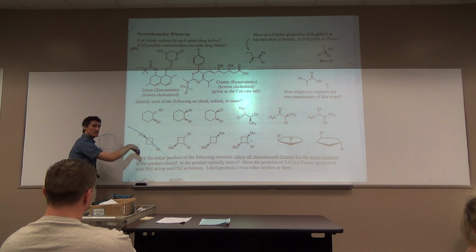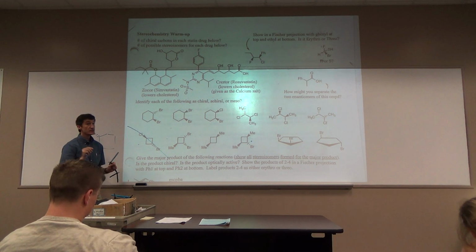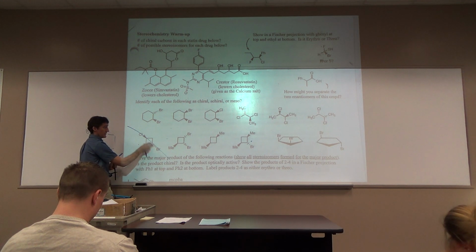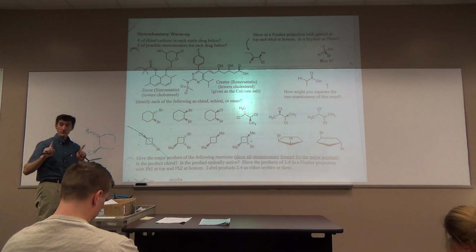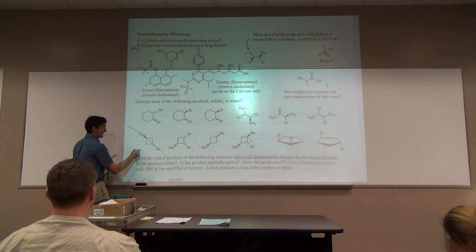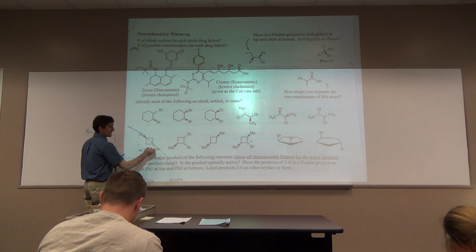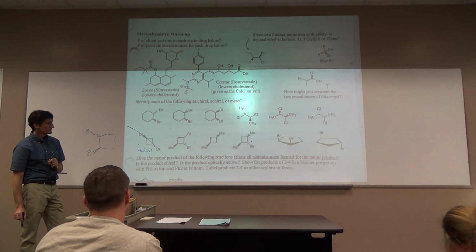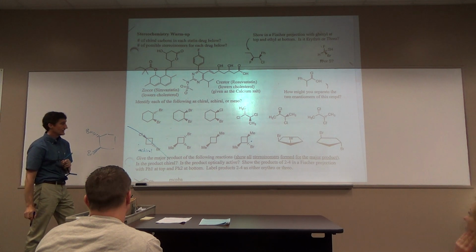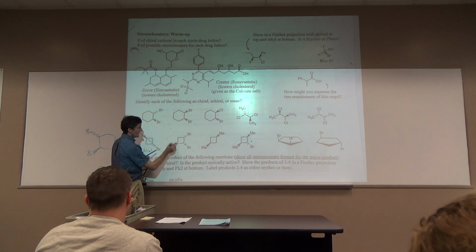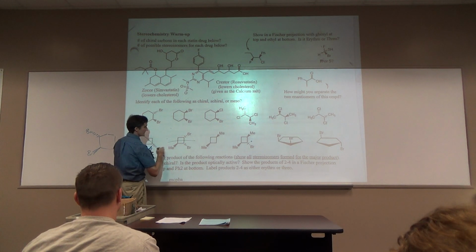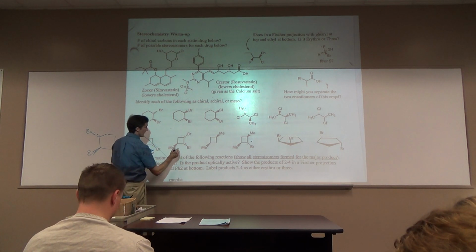It has no enantiochemistry. It does have diastereochemistry. But these are trans. They can also be cis. That's a diastereomeric relationship. This is achiral. What about that one? Hopefully this one's easy. Any plane of symmetry here? Obviously that's not a plane of symmetry. There's no plane of symmetry here.